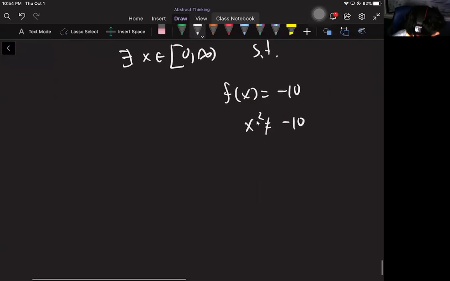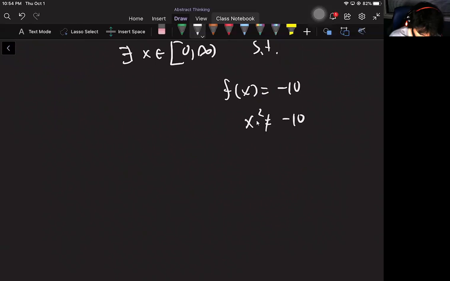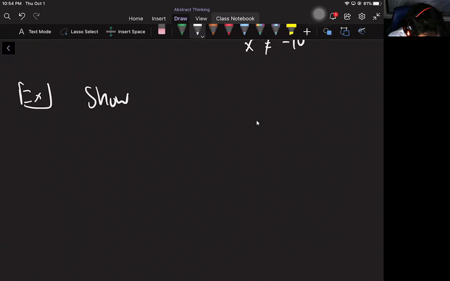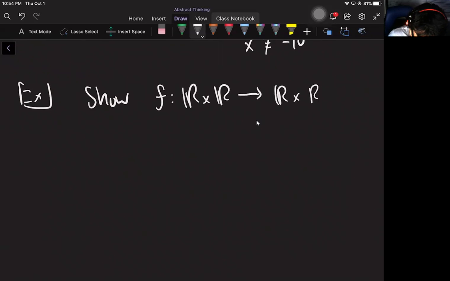Okay, so I want to do one last big proof, just for extra practice of showing injective and surjective. And I'm going to get even fancier. I'm going to do a function from a product to another product. I'll use my other fancy notation.